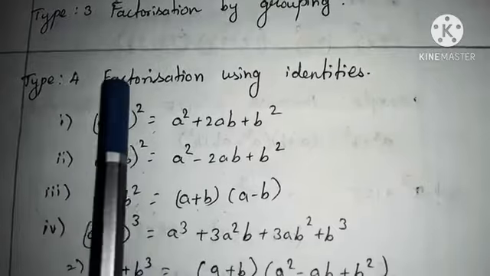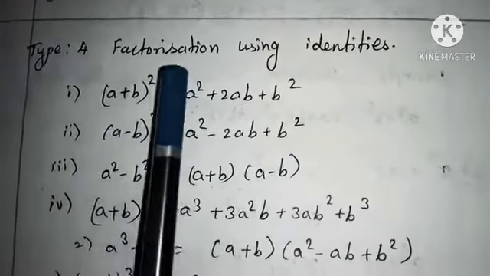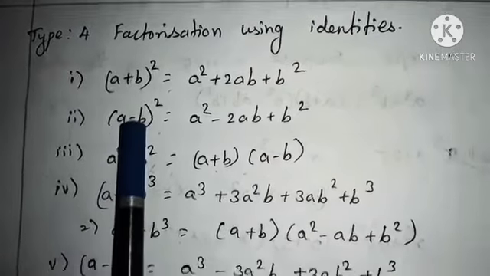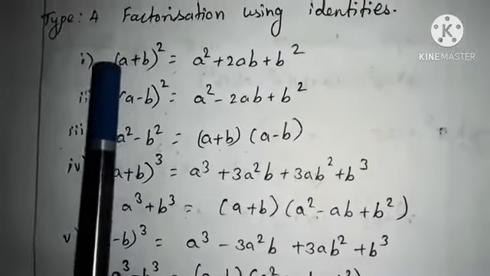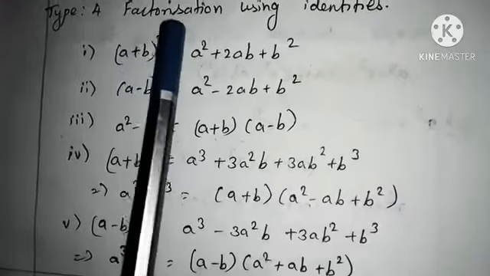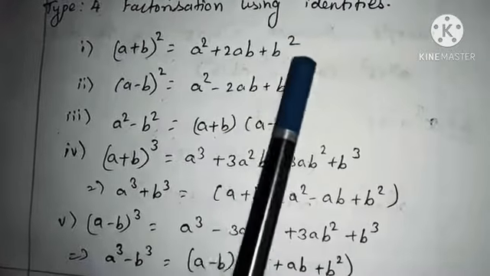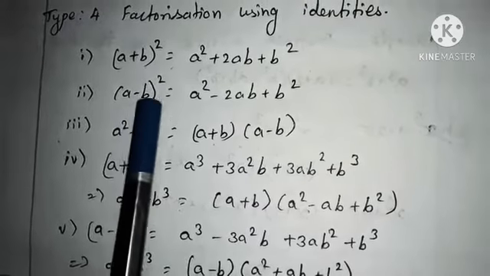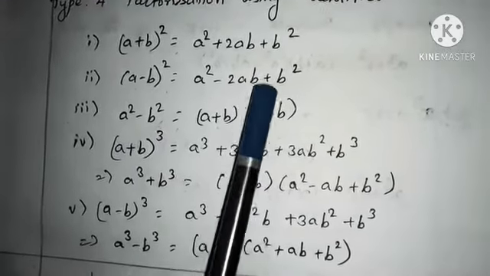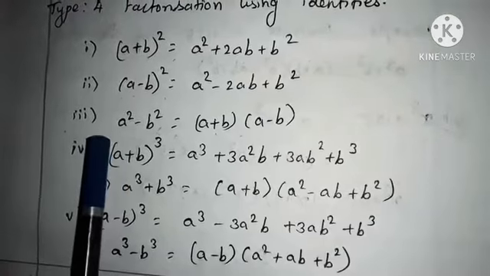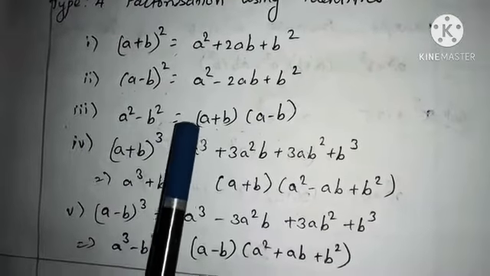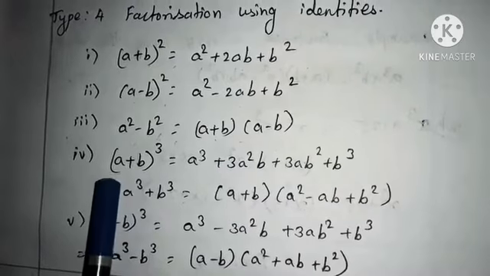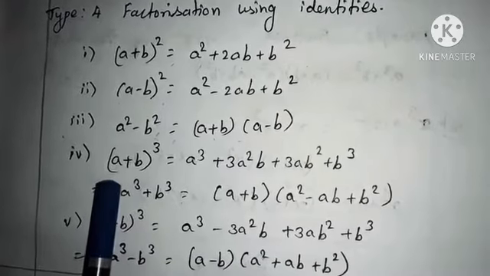In type 4, the factorization using identities. Here we are having identities. With these identities, we are going to factorize the given algebraic expression. Identity 1: a plus b whole square is equal to a square plus 2ab plus b square. The next identity: a minus b whole square is equal to a square minus 2ab plus b square. The third identity: a square minus b square is equal to a plus b into a minus b. Also, we are going to use the cubic identities.